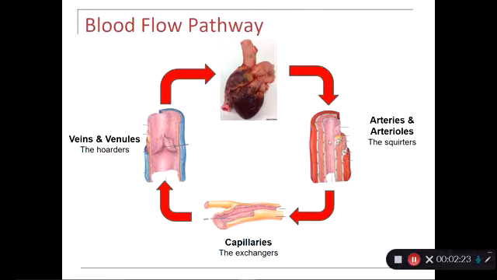Capillaries are the exchangers. This is the place where you actually get nutrient exchange and waste exchange. Veins and venules I call the hoarders because they really hold on to a lot of the blood. They're holding on to at least 60-65% of your blood.